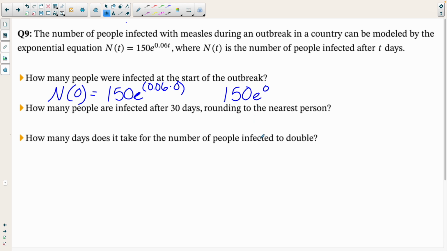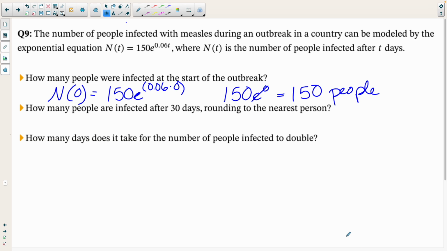What is e to the 0 power equal? 1. Anything to the 0 power is 1, but you have to make sure it's just the base that turns into a 1. All right, that 150 is now 150 times 1, which means there are 150 people that are infected at the start of the outbreak. Feel free to plug it in if you want, but you don't have to, as long as you're careful here knowing that that whole thing isn't 1, it's just 150 times 1.